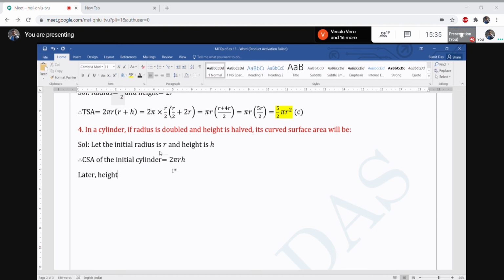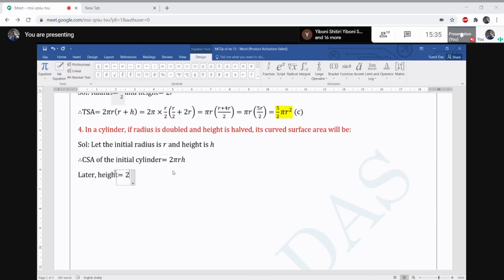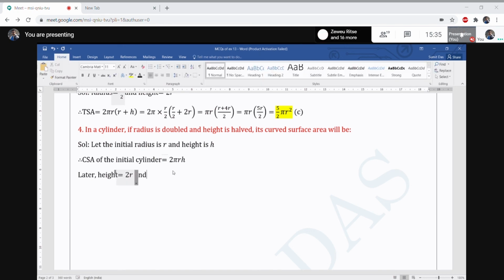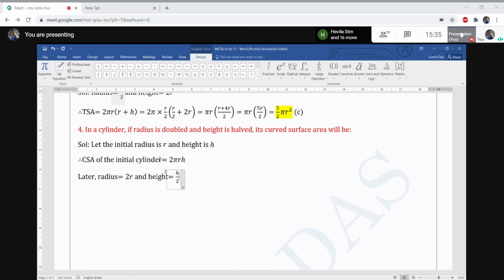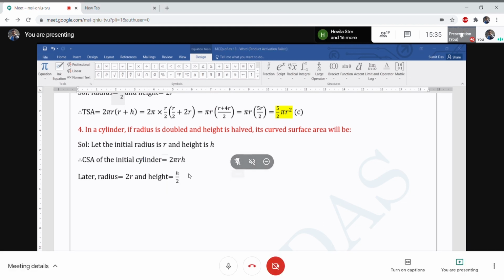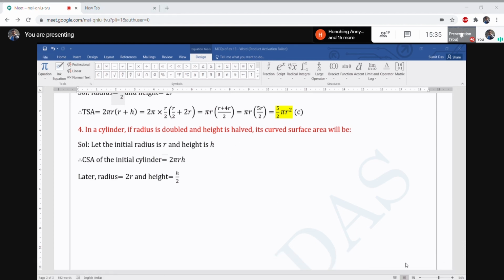Later, radius is equal to 2r, and height is equal to h by 2. If you see, whatever is given in the question, I'm doing this one. It's saying that radius is double and height is half. So you can see radius initially it was r, so it will be 2r, and height initially was h, now is h by 2.